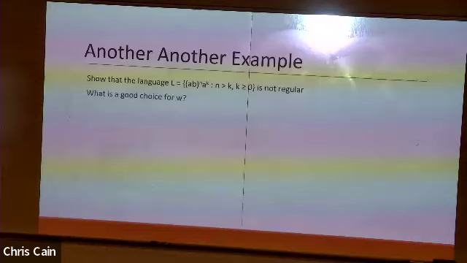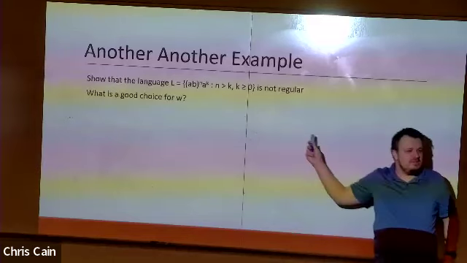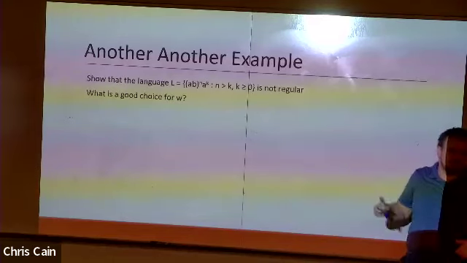So think about this for a few minutes. What here is a good choice for w? This one's a bit harder. So if you write w in terms of m, then it doesn't matter what they pick, you get the string that's based off of it.